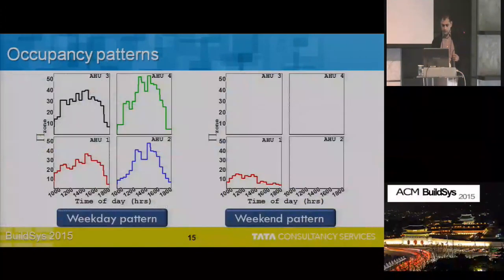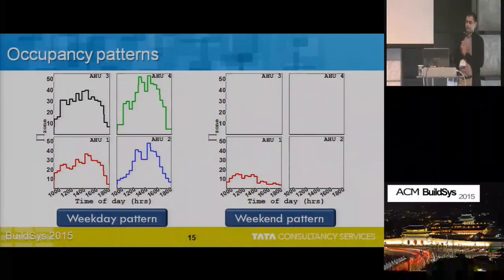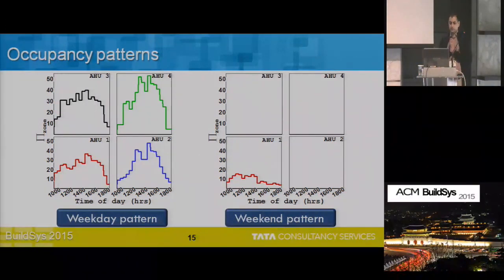As an example, a typical weekday pattern is shown here. As you can see, the occupancy across all AHU regions of influence is pretty much similar, and there is no time at which the occupancy falls to 0 in any AHU region of control on a weekday. While on a weekend, you can see there is a significant skew and only one AHU region is occupied, while all the other 3 are empty.